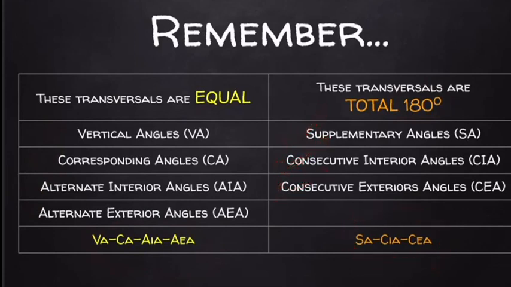Okay, thank you very much, Donald, for that very spirited VA-CA-AIA-AEA and SA-CIA-CEA. You know, if you use this and you remember it, you will be able to do a lot of our geometry problems. Okay, so just remember VA-CA-AIA-AEA, equal angles, SA-CIA-CEA, total 180 degrees.